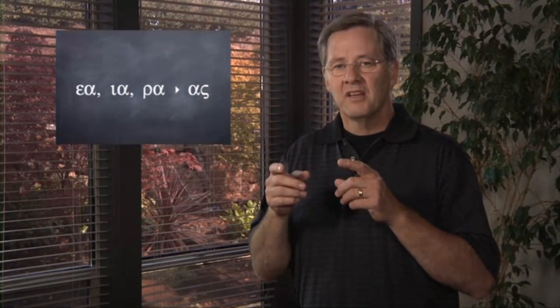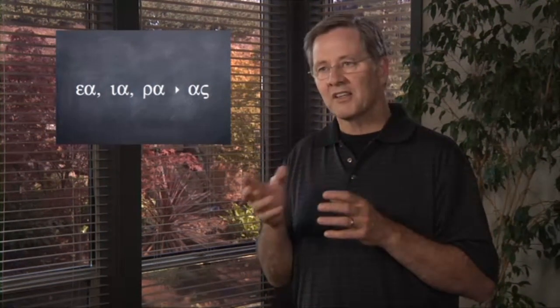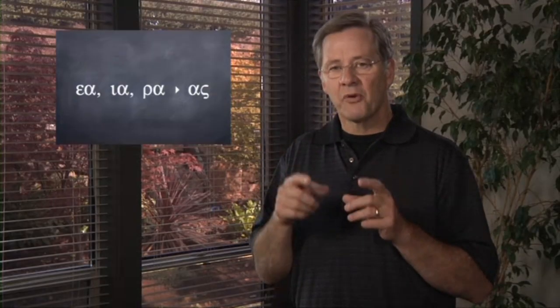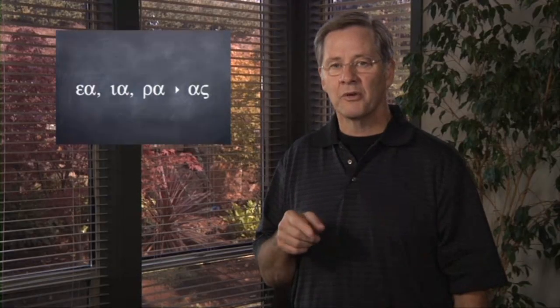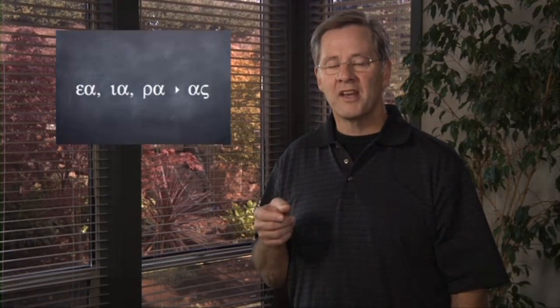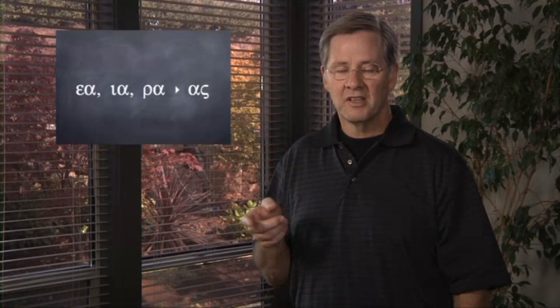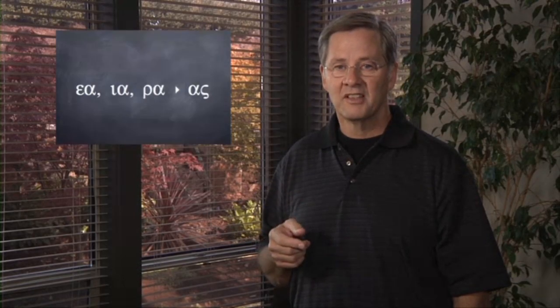But if you look at the lexical form of the word, like doxa, and the letter before the alpha is not air, it's not epsilon, iota, or rho, then you know that in the genitive and dative singular, that alpha is going to shift to an eta. Okay? You may have to repeat that rule a couple times to get it down. But that's the rule that we use.